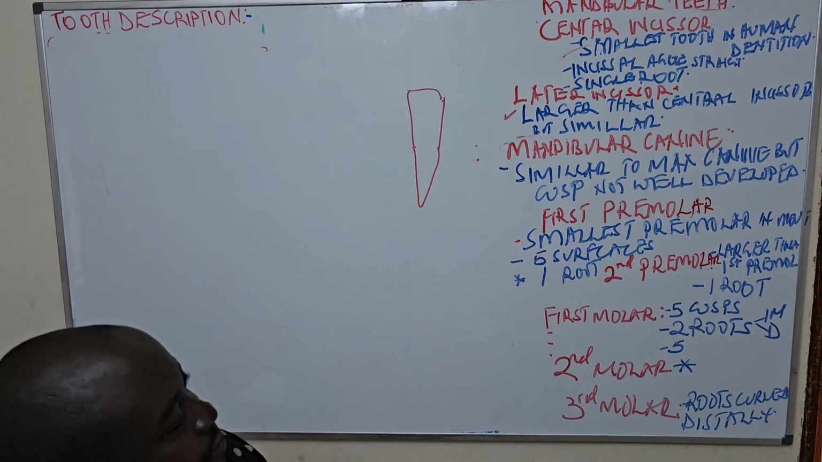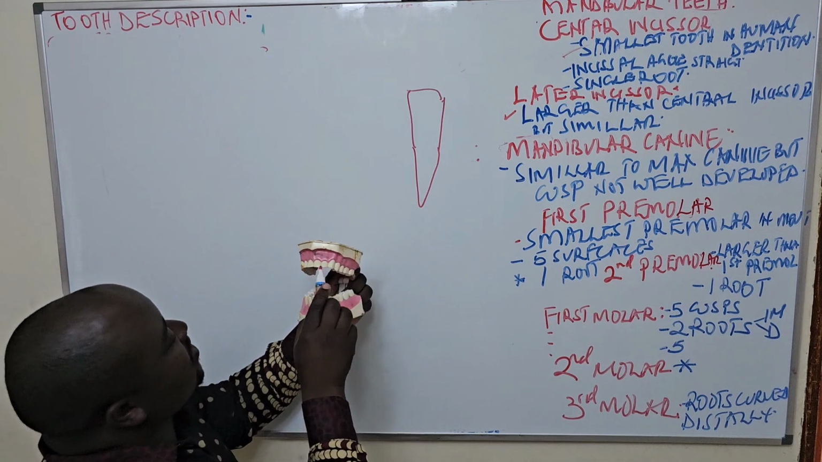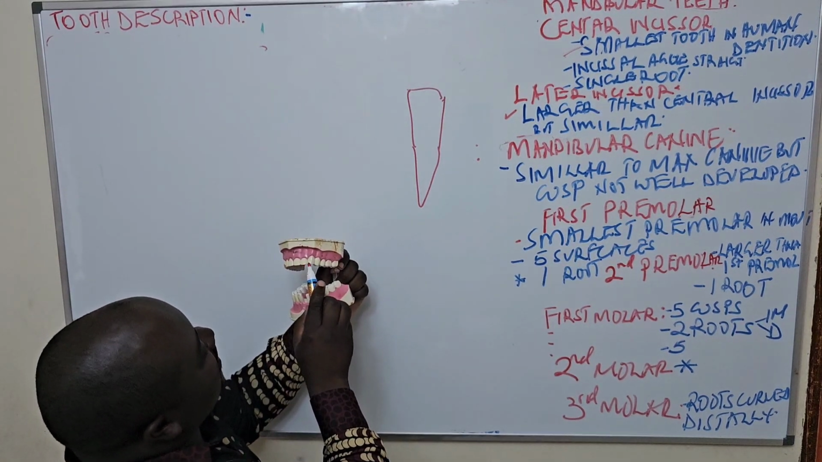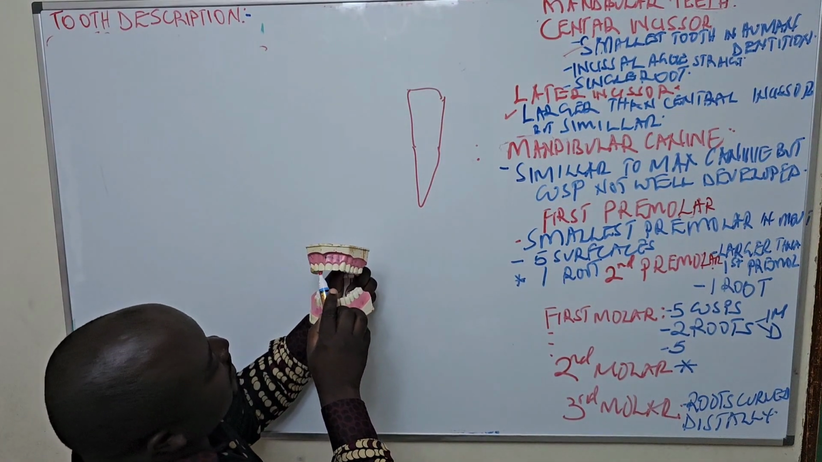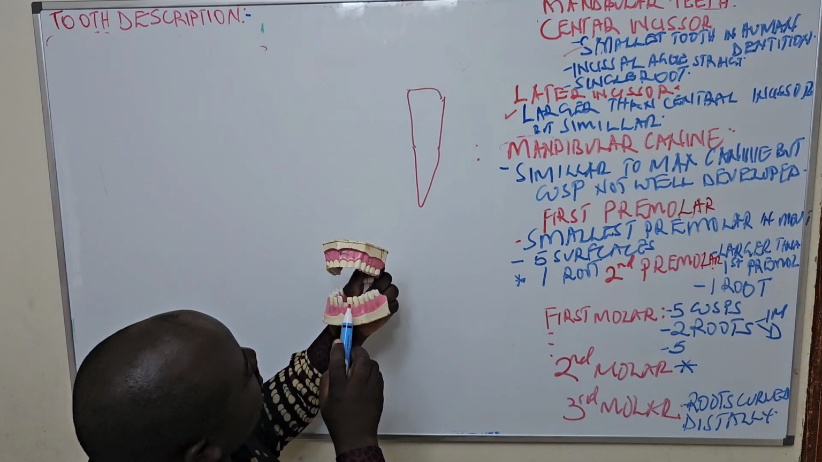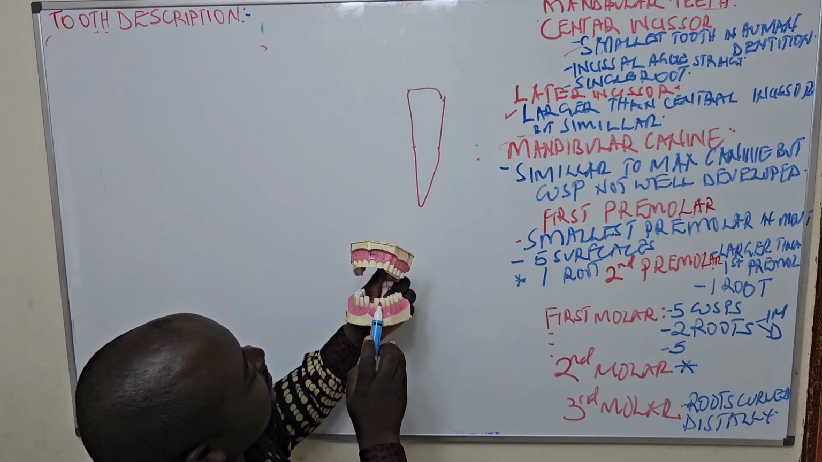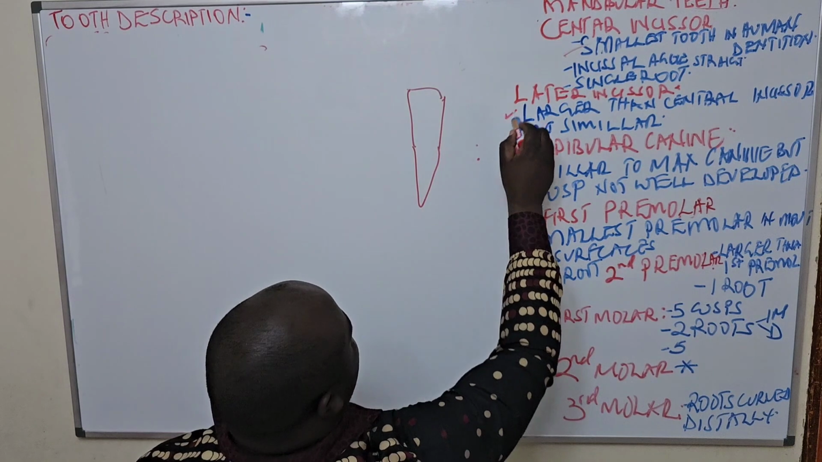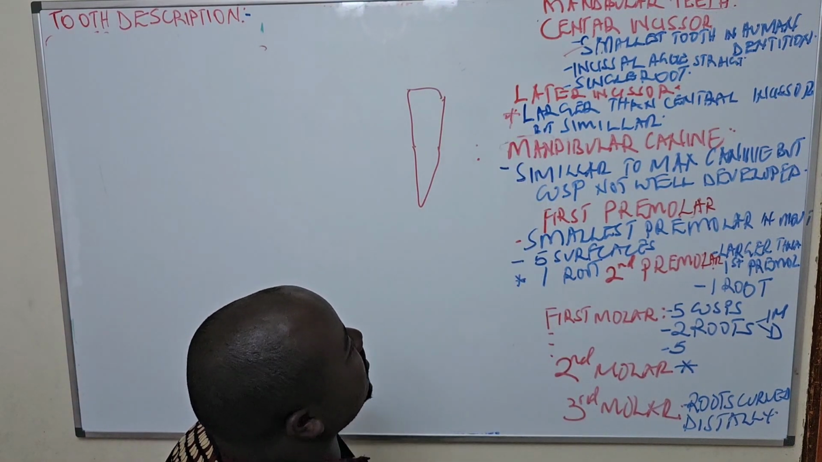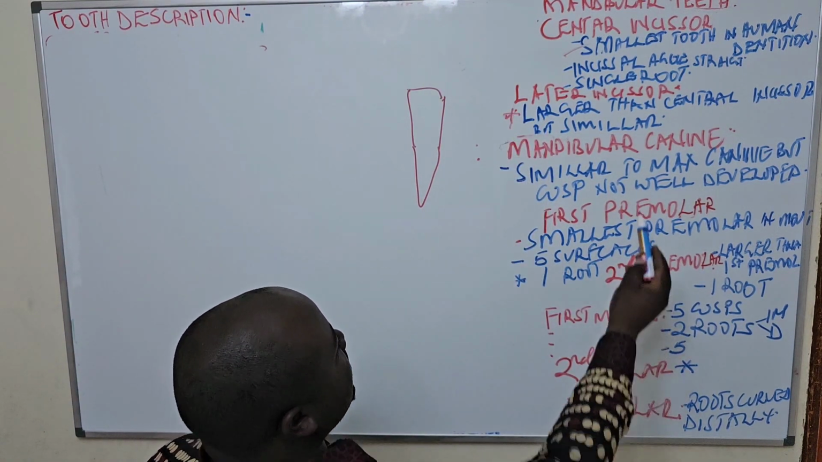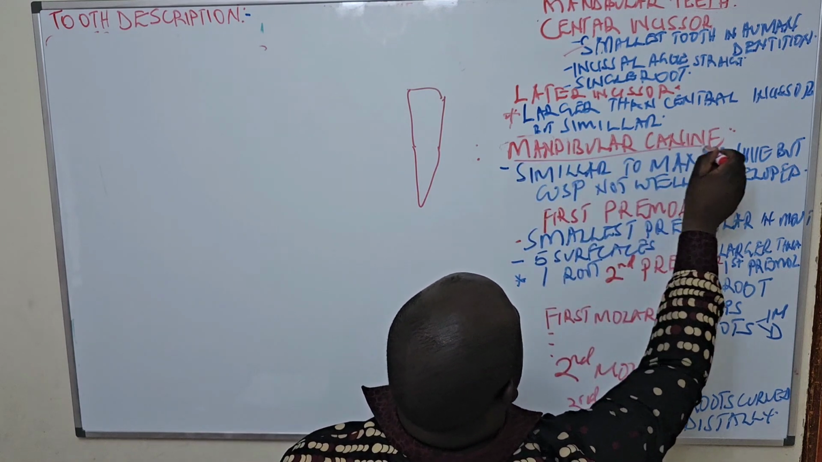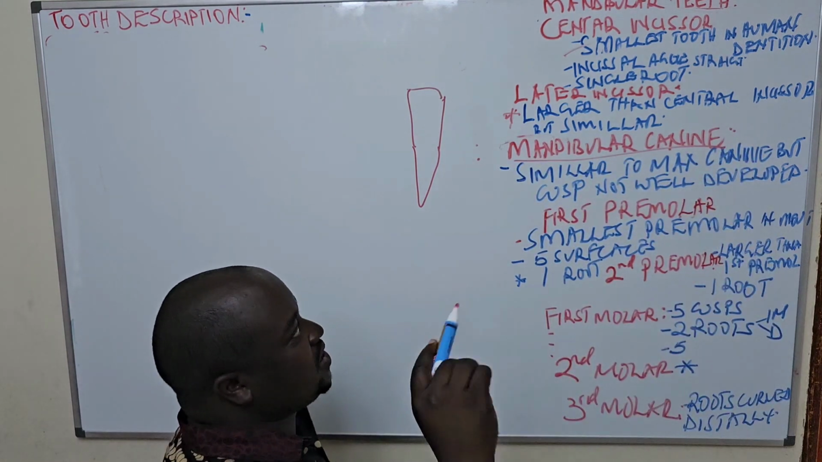Whereas for the upper one, the central incisor was larger than the lateral incisor, for the lower one, the lateral incisor is larger than the central incisor. So that one makes the difference.